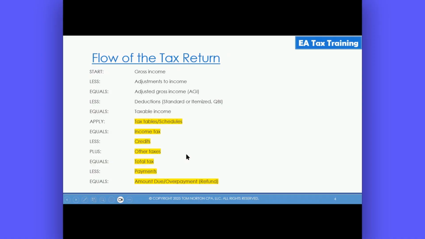As far as our flow of the tax return goes, we are going to finish it off today. We're going to handle the whole bottom half of the chart. We will talk about calculating the tax with the tax tables and tax schedules. We will be talking about tax credits. We'll be talking about other taxes. And then finally, we will be talking about the payments in order to get us down to the bottom for our amount due or our refund.